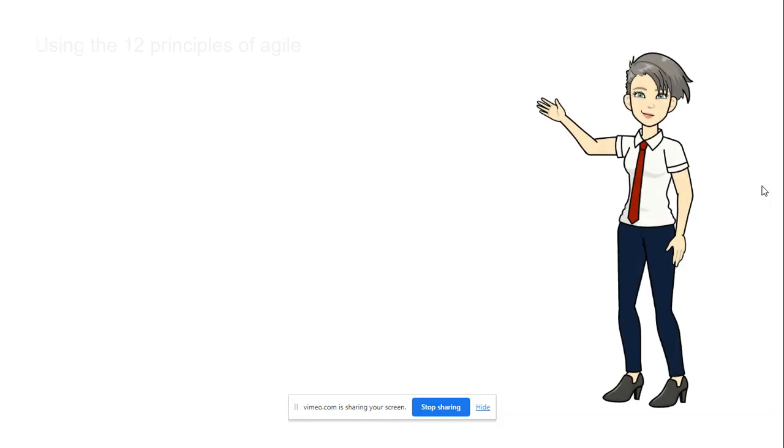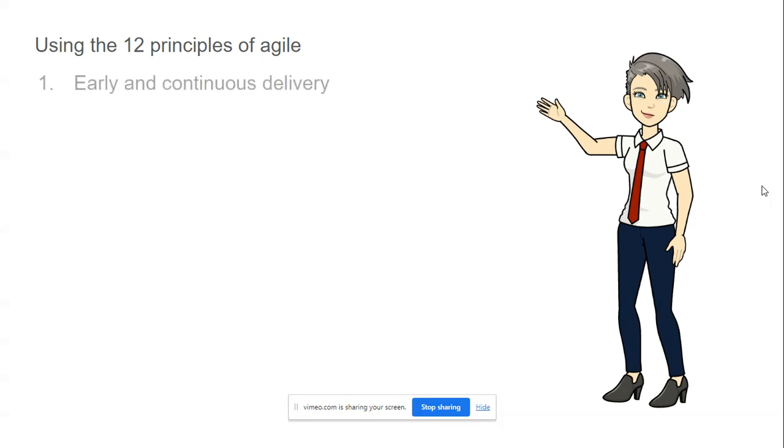So Betty was so excited by that question and she told him about the 12 principles of agile methodology. So she gave me one, early and continuous delivery. So you have to give an early delivery and continuous delivery. What does that mean? Once a project is given, deliver something to the client. So deliver something, produce something, deliver it.